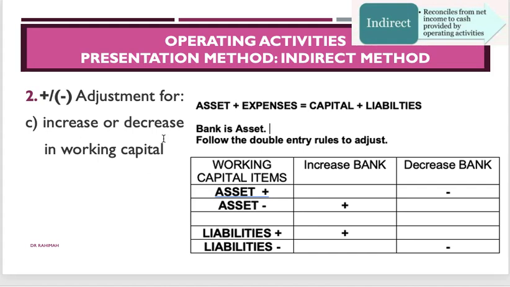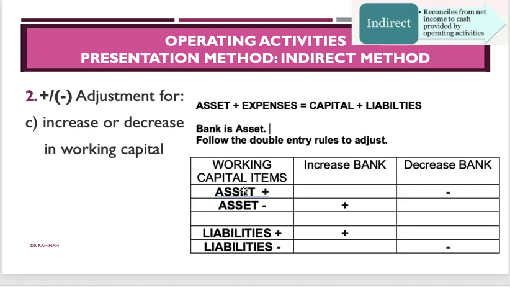If you look at how you do the adjustment for working capital, you go back to your basic accounting equation, which is asset plus expenses equal to capital plus liability. So what you are doing now is preparing a cash flow. That means you are finding the bank figure, the cash flow figure. Bank is an asset. So you are finding this asset figure.